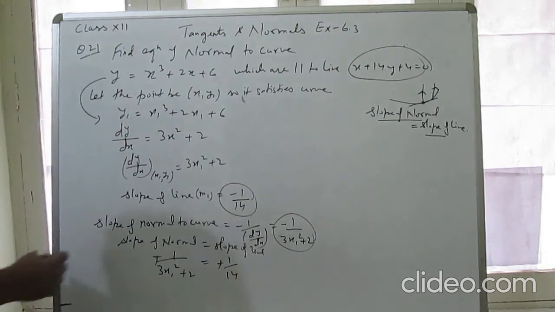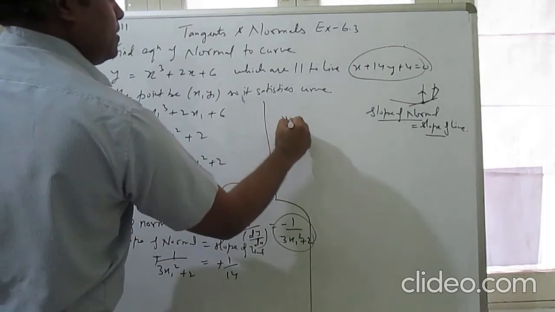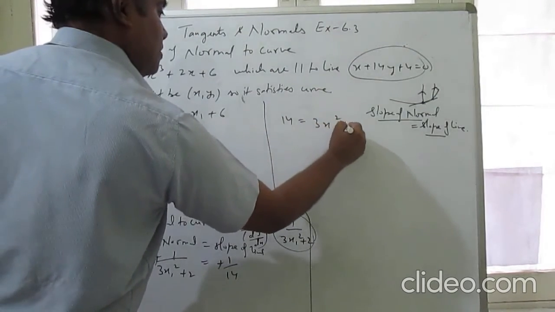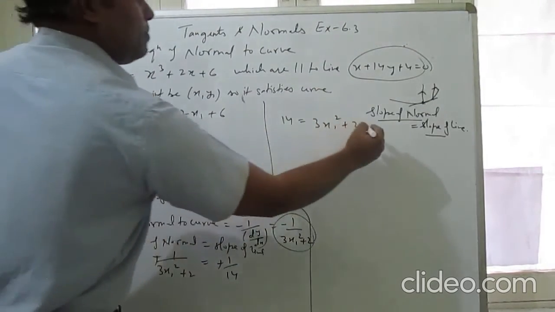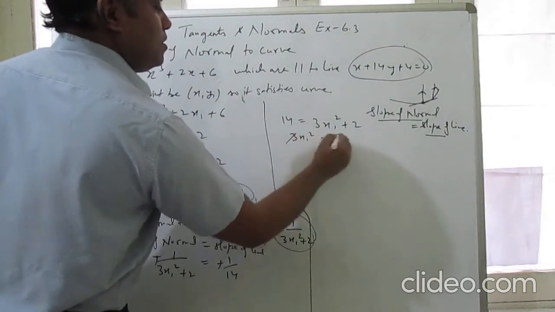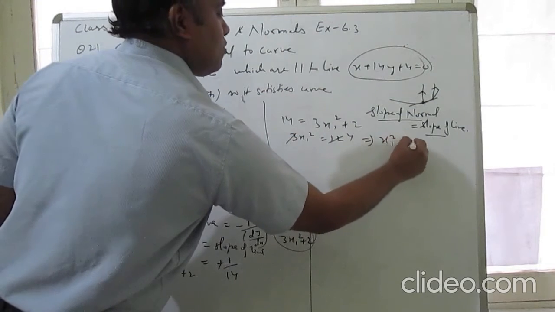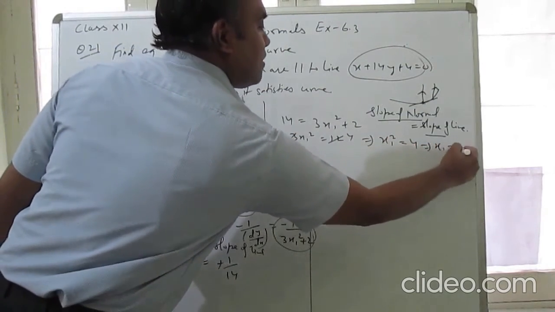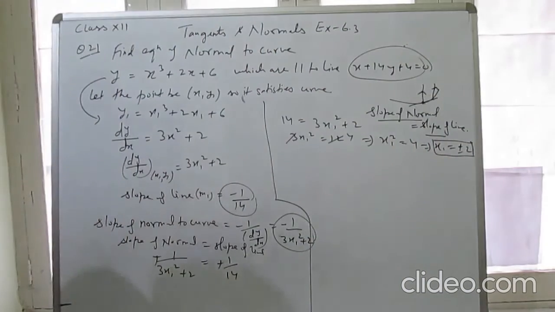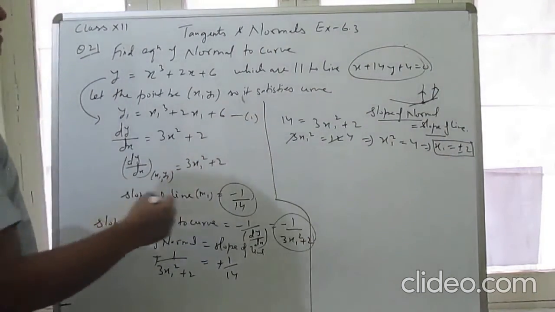The minus cancels out. Now cross multiplying, you will get 14 is equal to 3x1 square plus 2. So this implies 3x1 square is equal to 12, so x1 square is equal to 4. This implies x1 is equal to plus minus 2. Put this in equation 1.